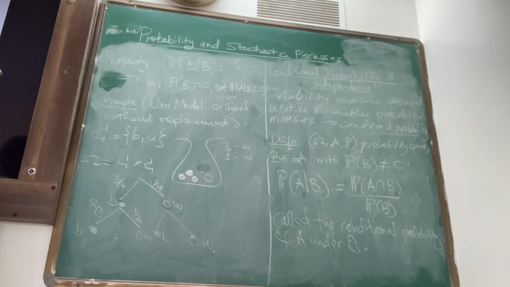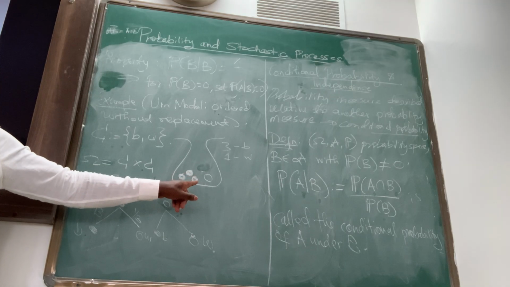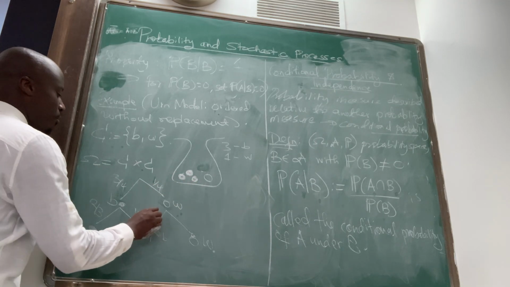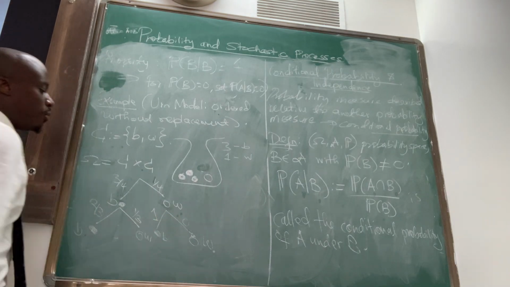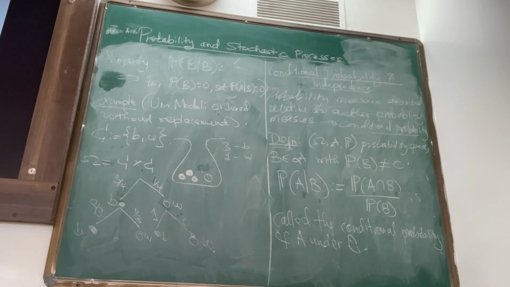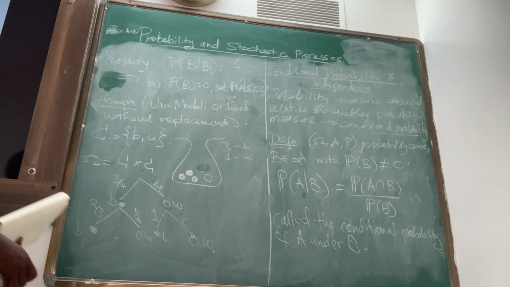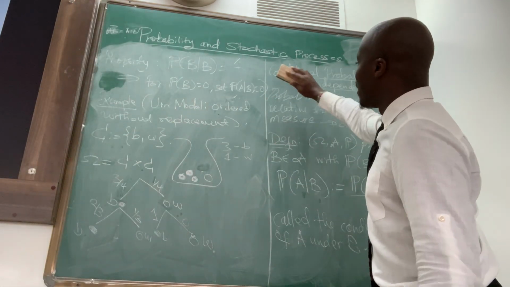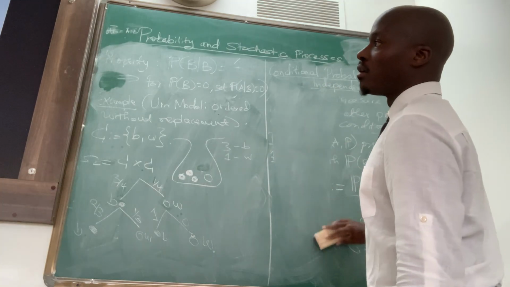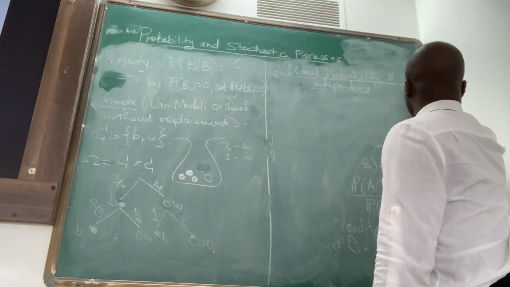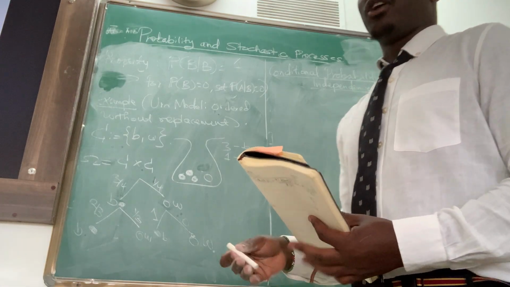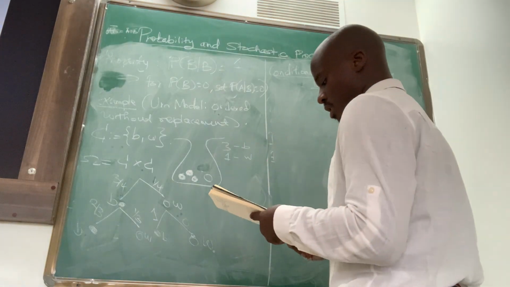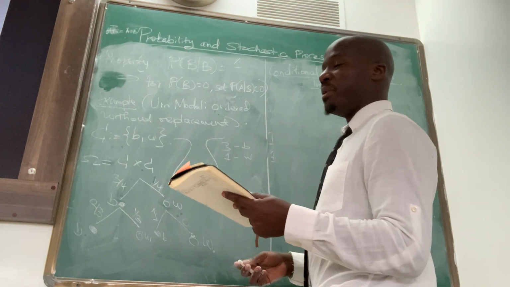But in this scenario, if I pick a white ball the first time, then I do this experiment again. I've already picked the white ball, so there's no more white ball. You're only remaining with 3 black balls. So the probability of picking a black ball is just going to be 1, because only black balls are inside. And the probability of picking a white ball is going to be 0, because you've already picked it. So you can calculate conditional probability here.